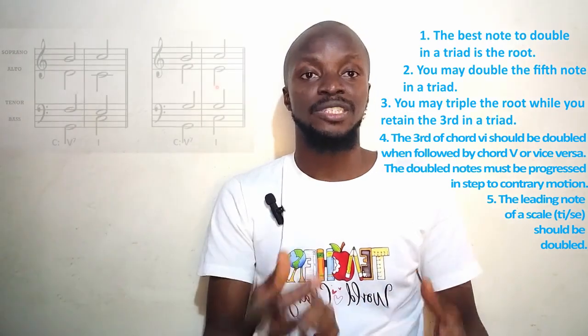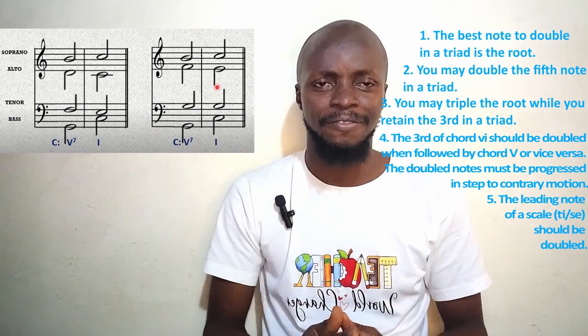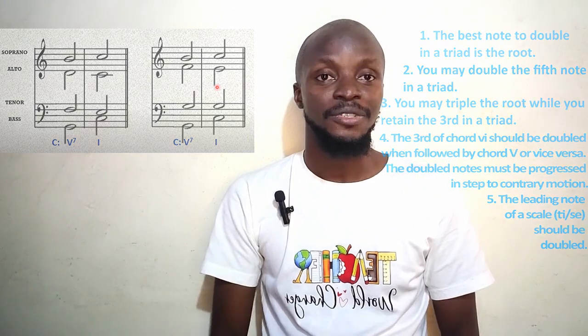And we also talked about the seventh chord. In this case, you can omit the fifth totally and double the root, right? So we'll see in the next one.